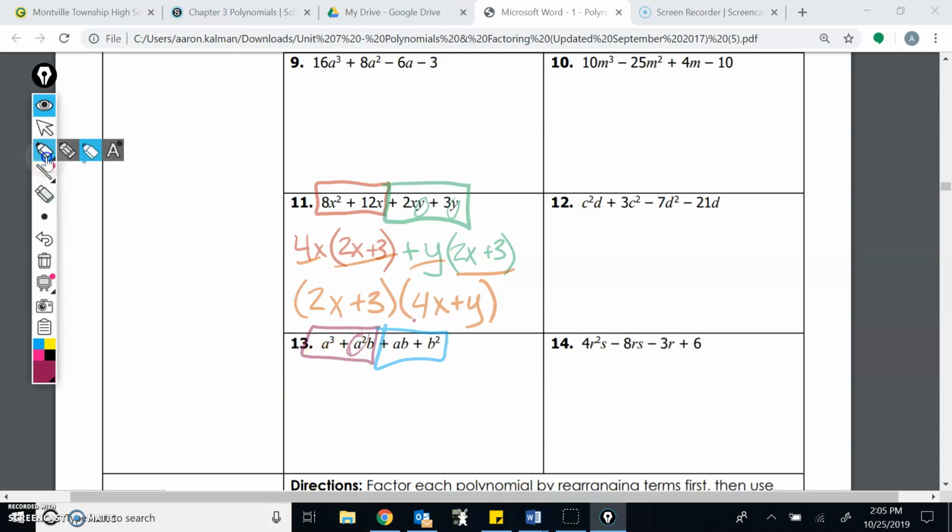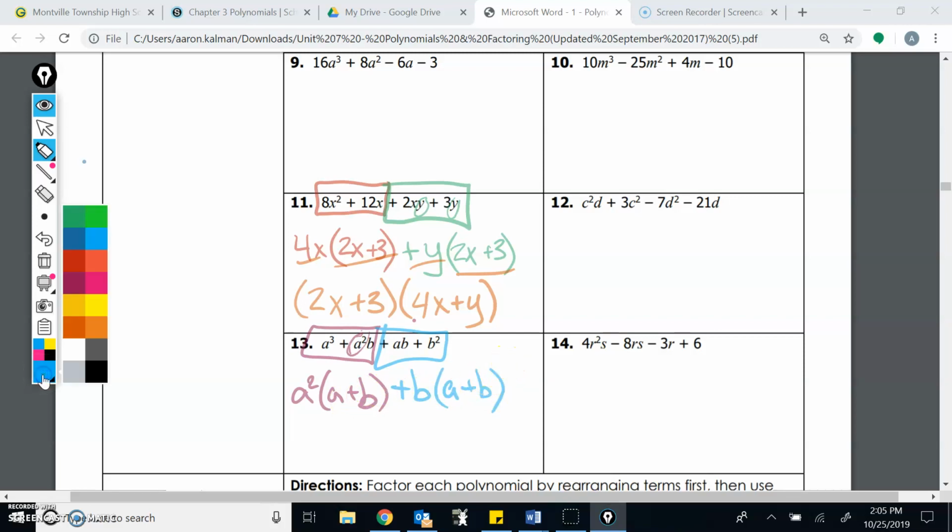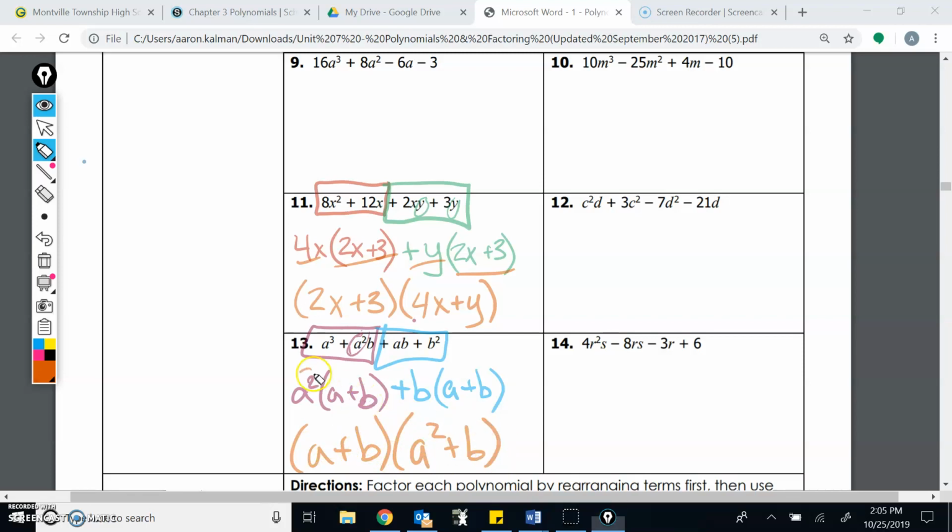Let me write that a little better. Dividing out an a squared gives us a plus b. And then in blue, they both have b's, but the smallest b they have is a normal b. Dividing out a b from each term gives us a plus b. Hey, look at that. I know I'm doing it right because I have the same factor inside each parenthesis. Write that once, and then write the other two GCFs together as the other factor.